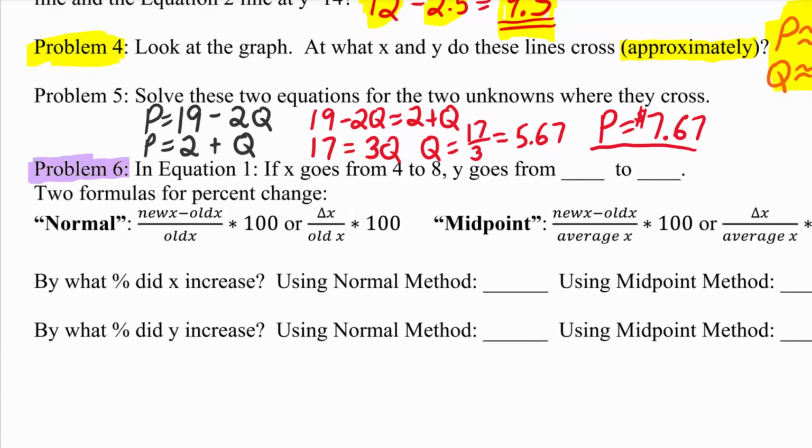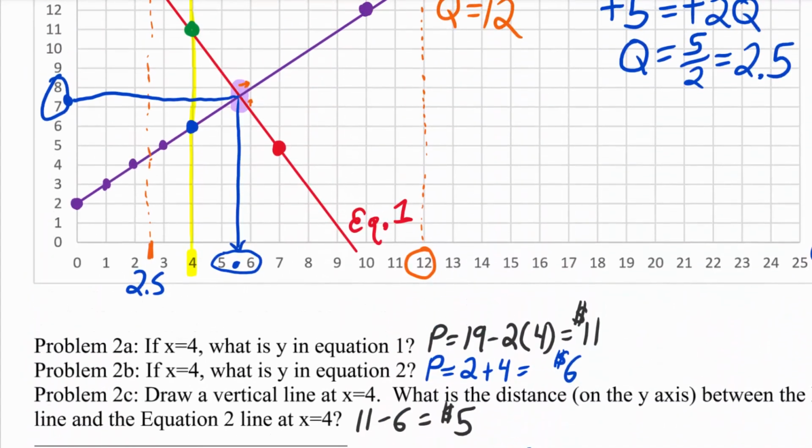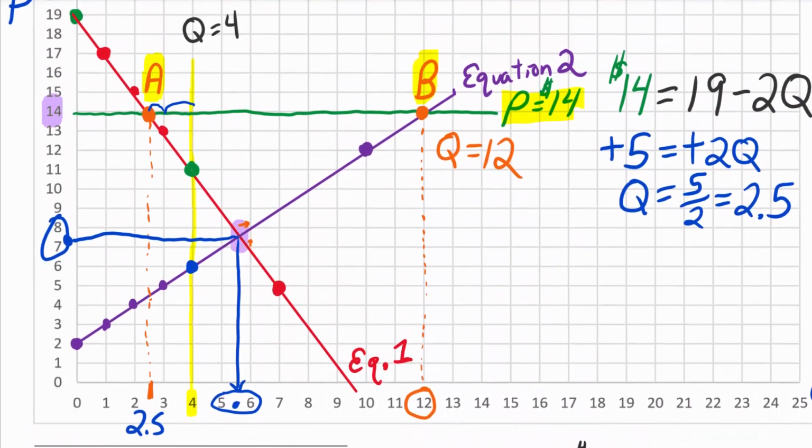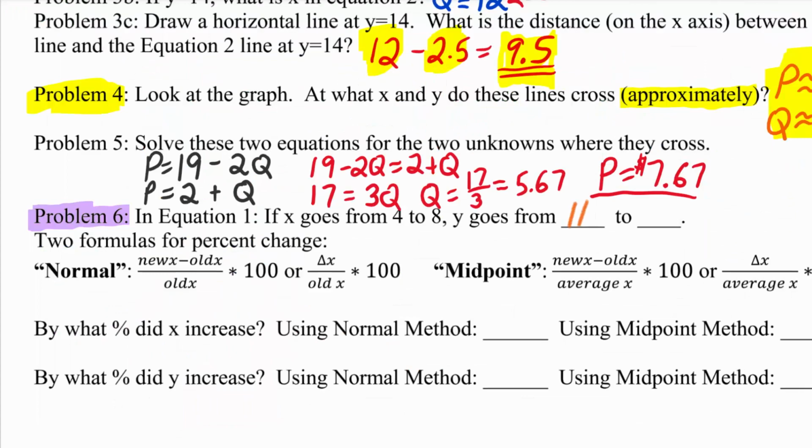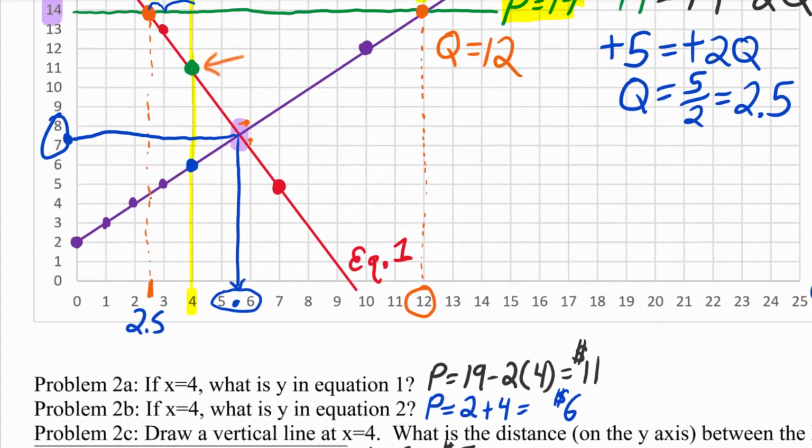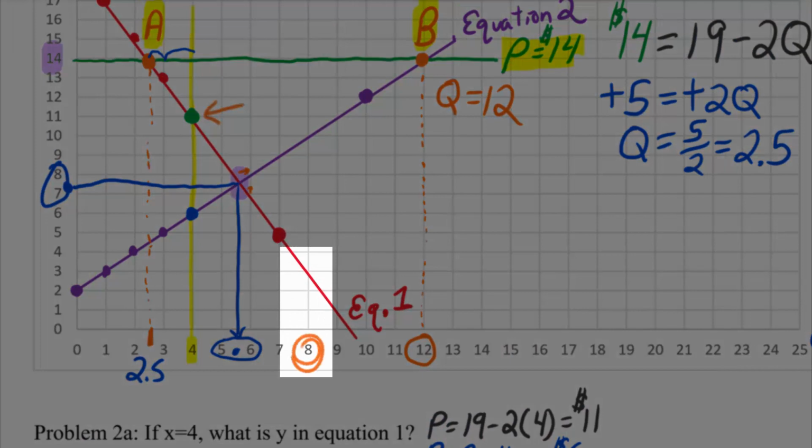Suppose in equation 1, x went from 4 to 8. What's going to happen to y? So in equation 1, x goes from 4 to 8. What happens to y? Okay, so if we go up here, well, we know that when x equals 4, from what we were looking at before, y equals 11. So let's write that down. And when x equals 8, all right, x equals 8 right over here, y equals 3. Okay, so let's write that down.